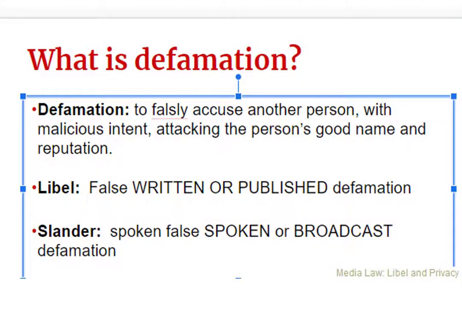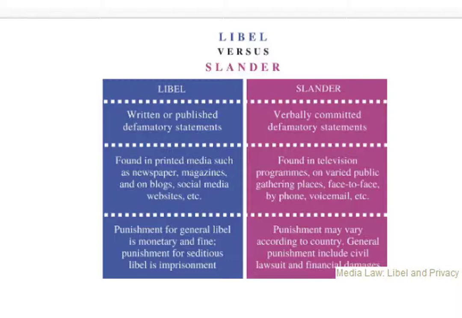Libel and slander are both defamation of one's character. The definition of defamation is when one's falsely accused with malicious intent and the person's good name and reputation are under attack. Libel is when that statement is written or published, and slander is when it's spoken or broadcast. Here's an illustration that helps define which medium would be considered libel and which would be considered slander.